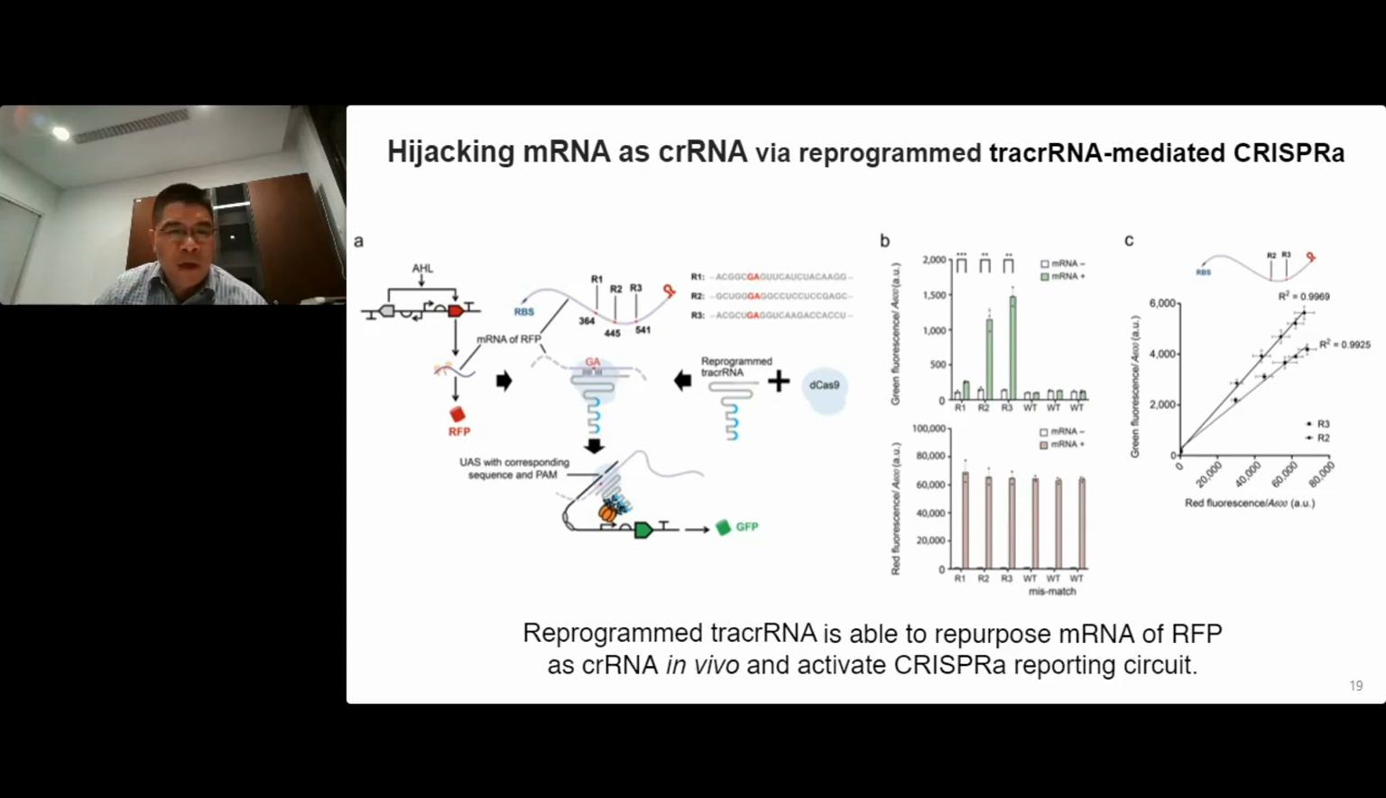We chose 3 sites on the mRNA of the RFP here. You can see the sites R2 and R3 can give very good outputs, and this demonstrates that we can hijack the mRNA of red fluorescent protein as the CRISPR RNA and activate our CRISPR output. You can also see that this hijacking or detecting of mRNA did not affect the production of the red fluorescent protein, and the levels of the red fluorescent protein and the green fluorescent protein show a linear relationship. This means we can also quantitatively monitor the mRNA levels of the red fluorescent protein using this reprogrammed trans-acting RNA-mediated CRISPR-A circuit.